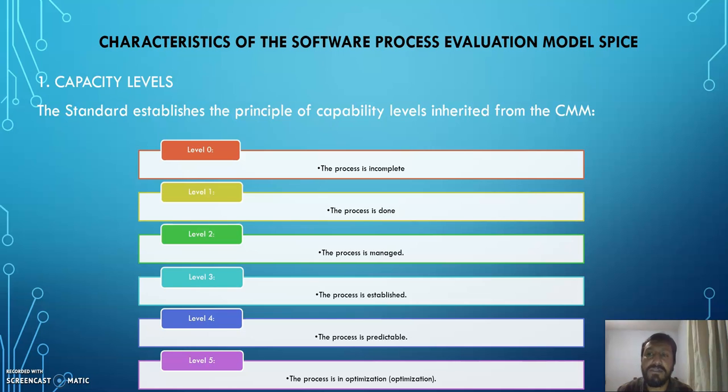Dimension 1, capability levels. The standard established the principle of capability levels inherited from the CMM. Level 0, the process is incomplete. Level 1, the process is performed. Level 2, the process is managed. Level 3, the process is established. Level 4, the process is predictable. Level 5, the process is optimizing.